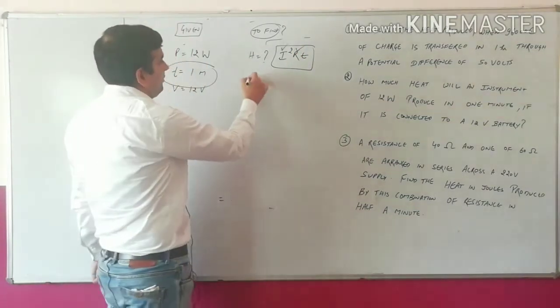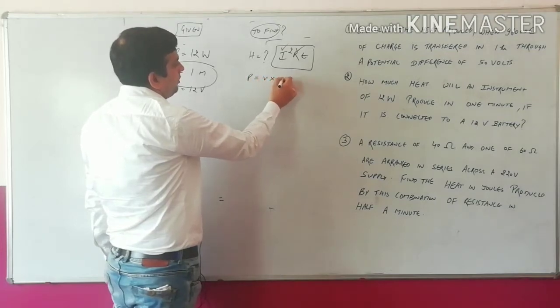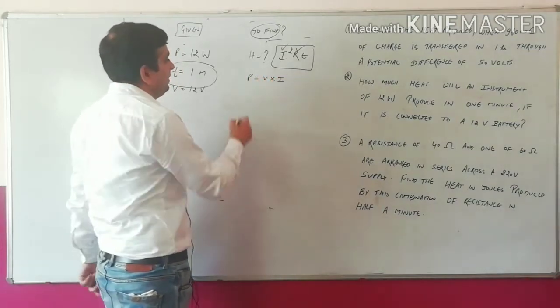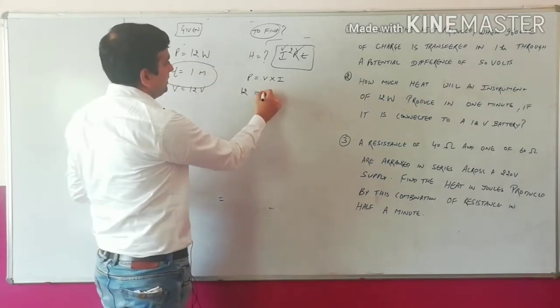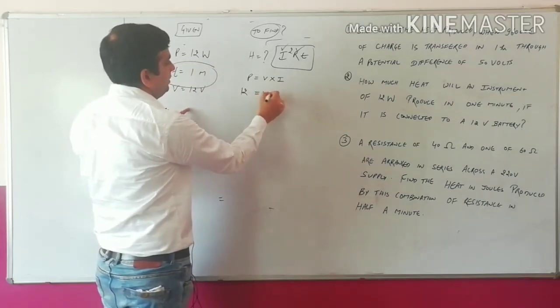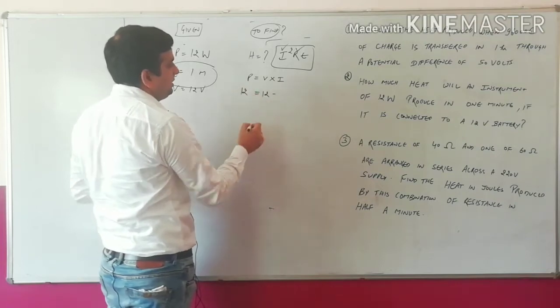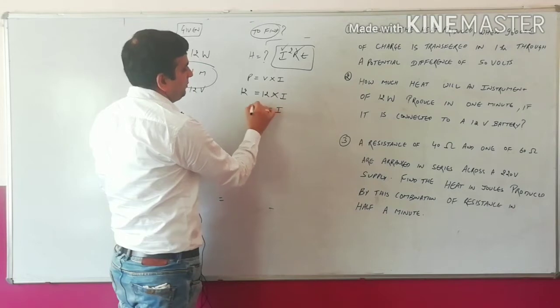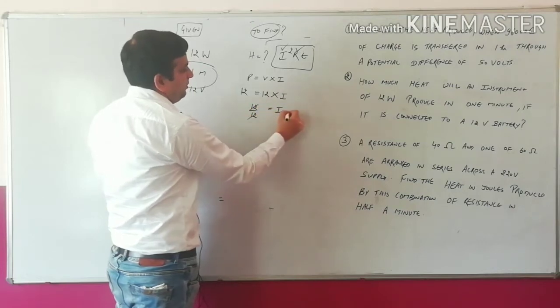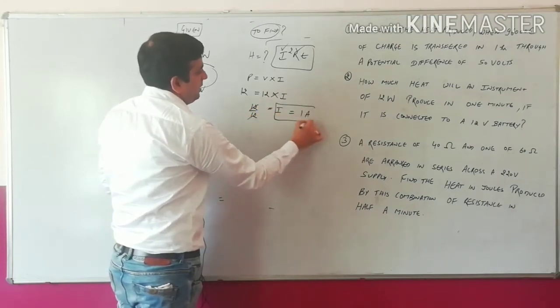So by the simple formula of power, V into I, you can calculate the value of I. What is the power? 12 watt. What is the potential difference? 12 volt. Sorry, power is 12 watt. Potential difference is 12 volt multiplied by I. So I is equal to 12 by 12, 1 ampere.